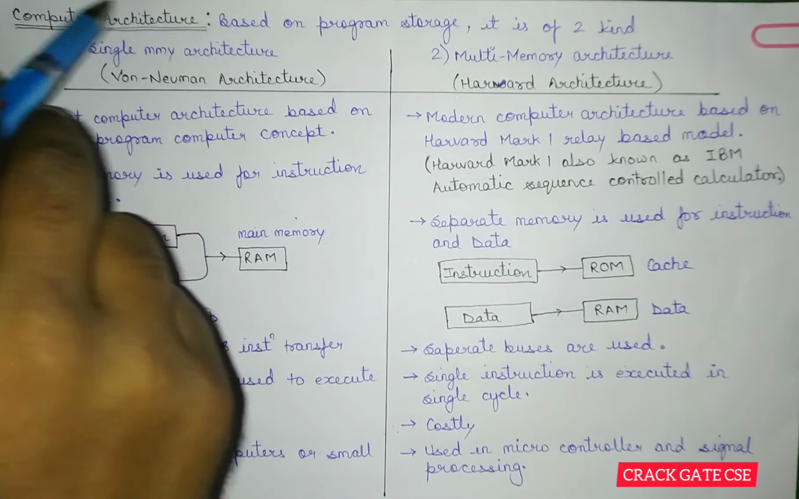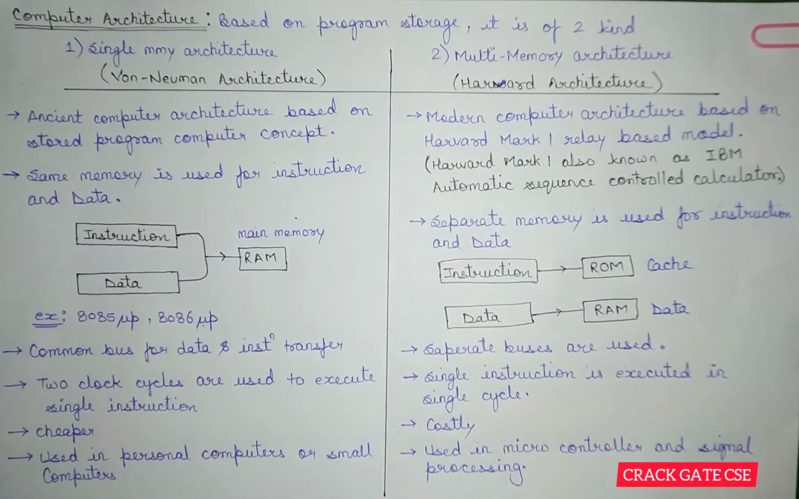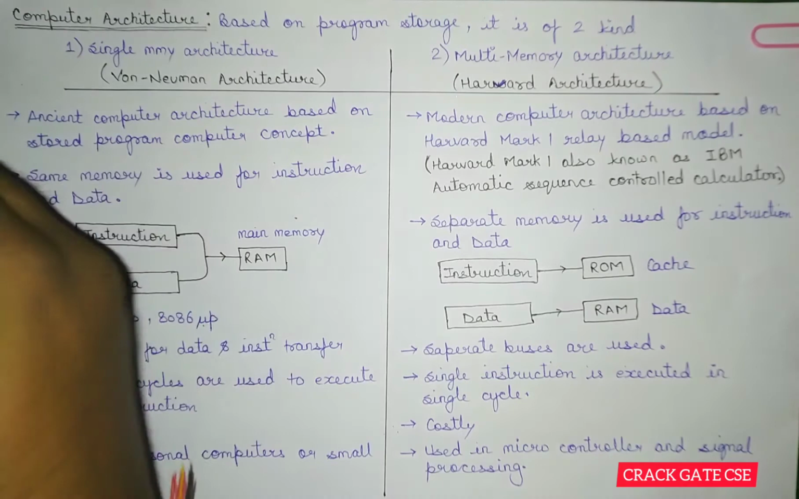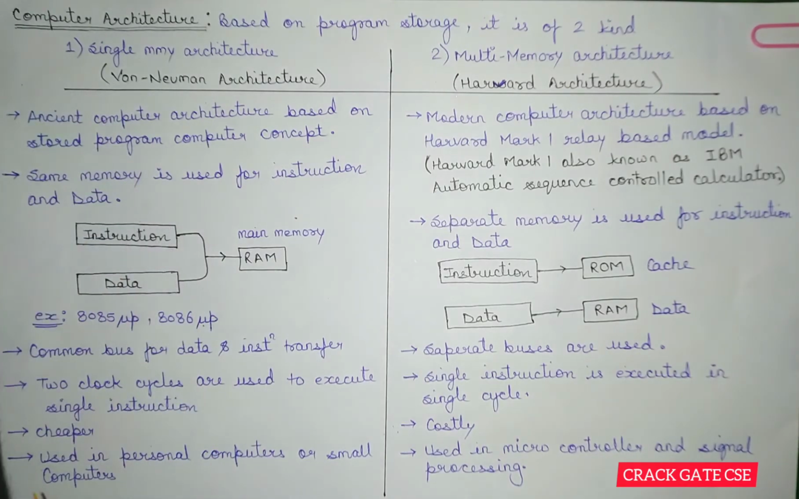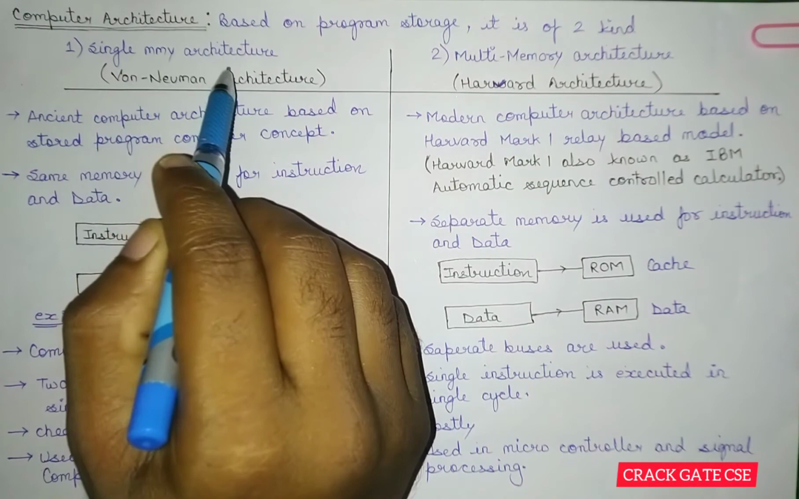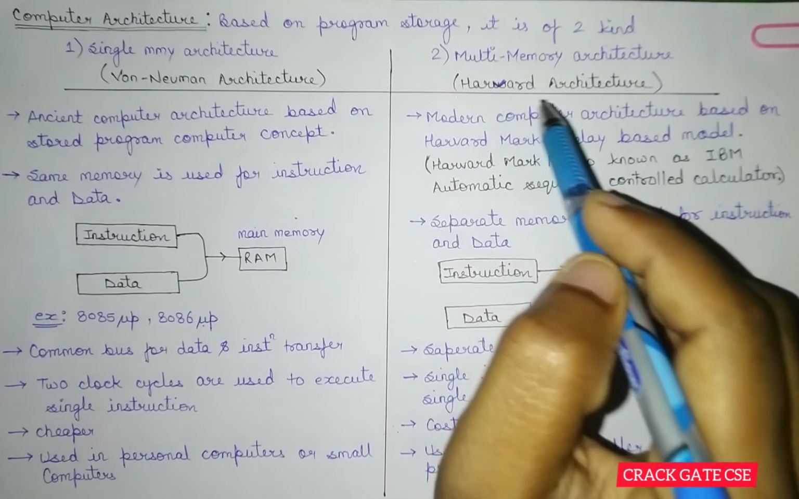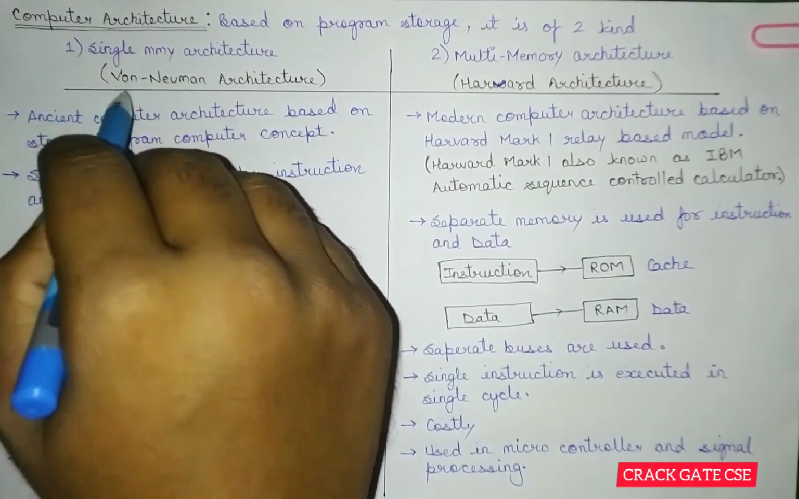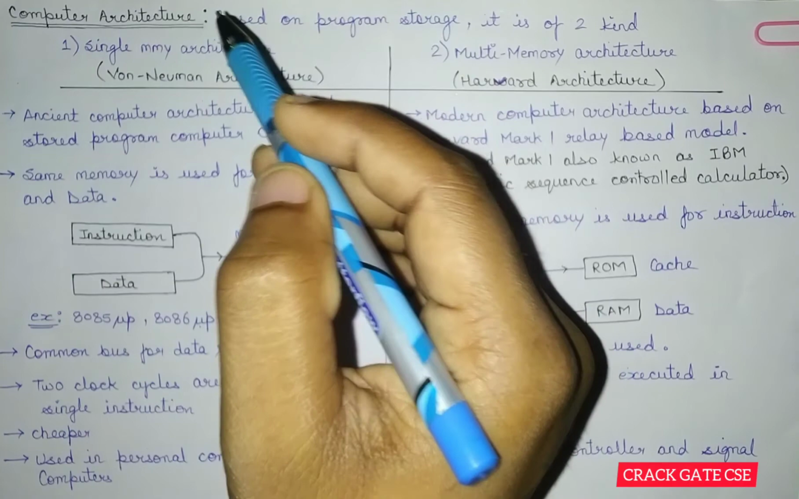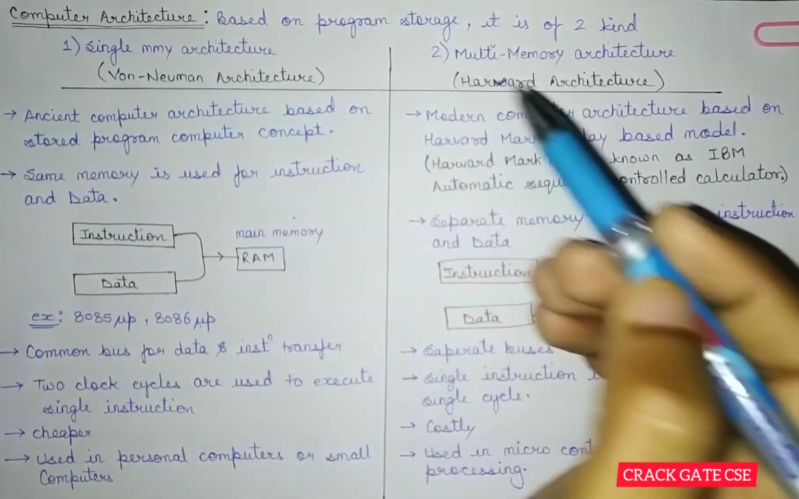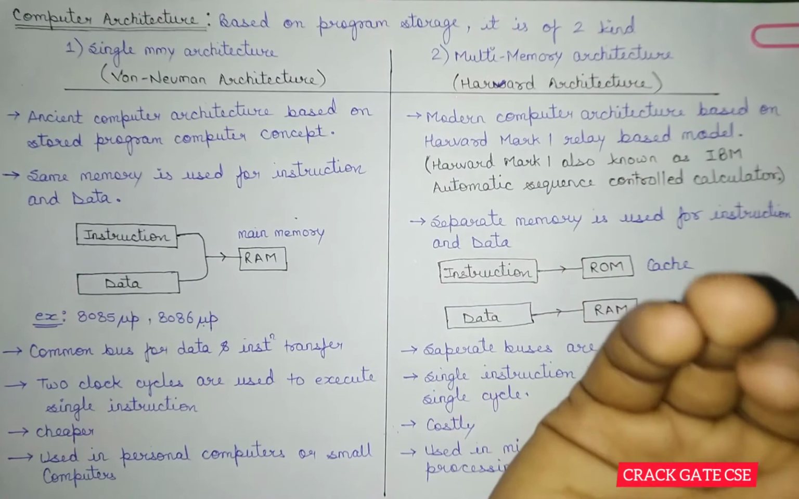And one more thing, what is computer architecture? So computer architecture explains to us what exactly the computer system does. So computer architecture deals with what the computer system does, and the computer organization deals with how it does the following work, right? So the single memory architecture is also known as von Neumann architecture, and this multi-memory architecture is known as Harvard architecture. So this von Neumann architecture is the ancient computer architecture, or you can say that it is an old computer architecture, while this Harvard architecture is the modern computer architecture.